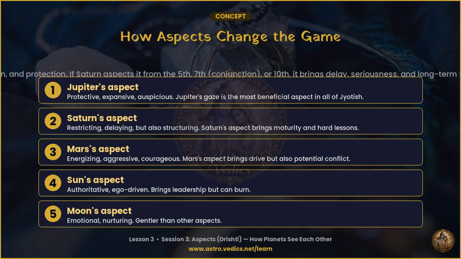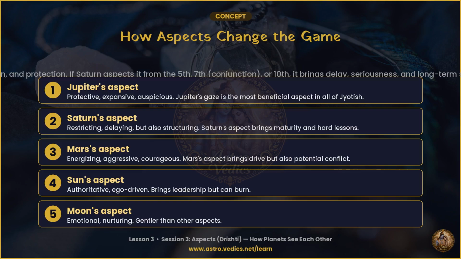Jupiter's aspect, protective, expansive, auspicious. Jupiter's gaze is the most beneficial aspect in all of Jyotish. Saturn's aspect, restricting, delaying, but also structuring. Saturn's aspect brings maturity and hard lessons.